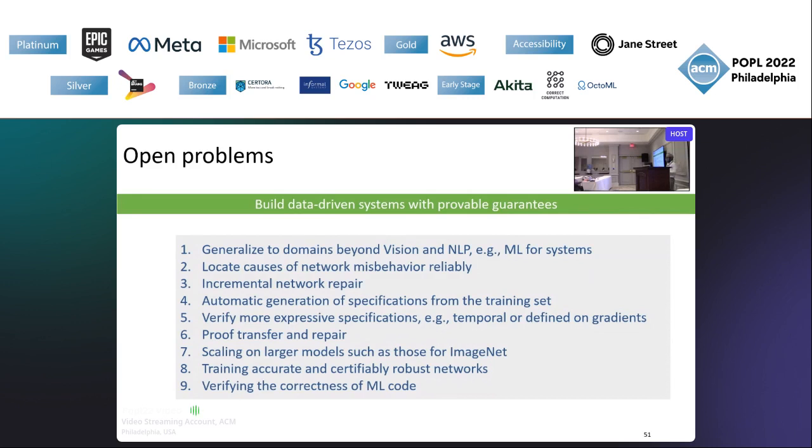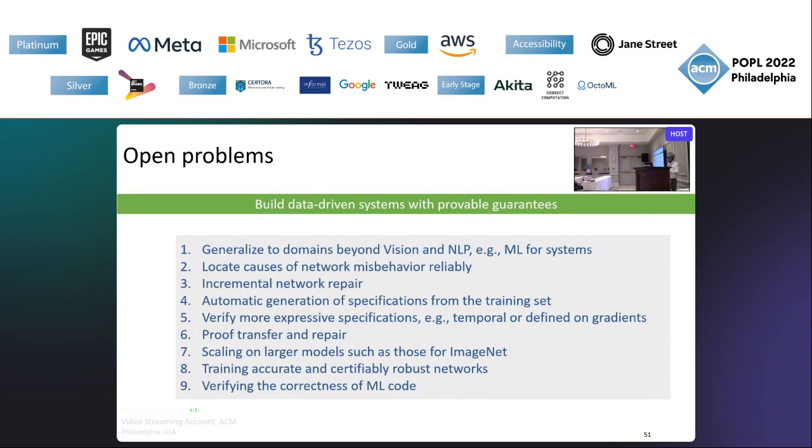Then, once you have located the causes of failure, you may want to repair the network incrementally. You don't want to retrain the network from scratch again, because sometimes you don't have access to the training data or it's just too expensive. So there you want to repair the network so that the new behavior is taken into account while not forgetting what it had learned before.